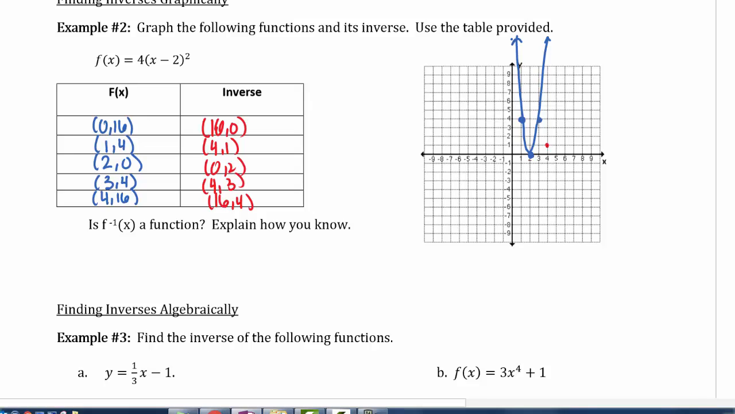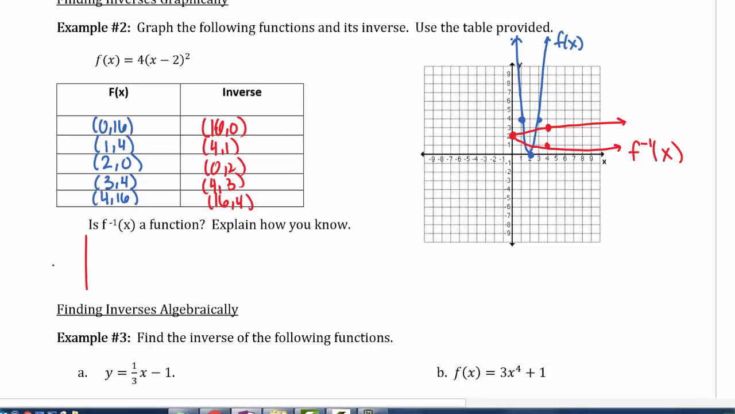So I'm going to graph those. So 4, 1, 0, 2, 4, 3, and then of course 16 is out further. So my parabola looks like that. Okay, so I have my original f of x, mine is in blue, and my inverse, which we write as f inverse with that -1, that's the notation. So f inverse is in red.